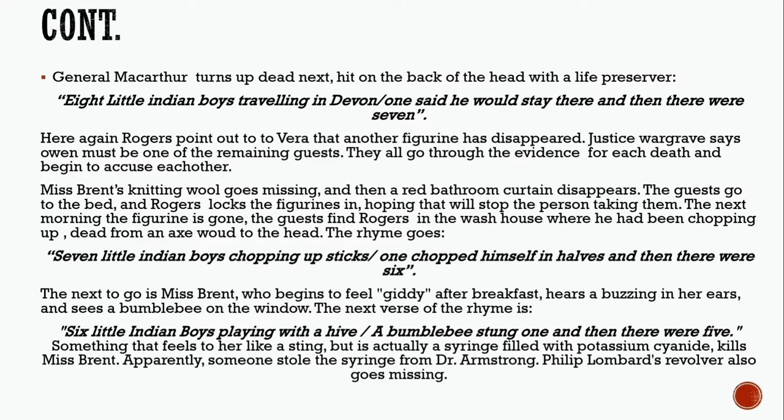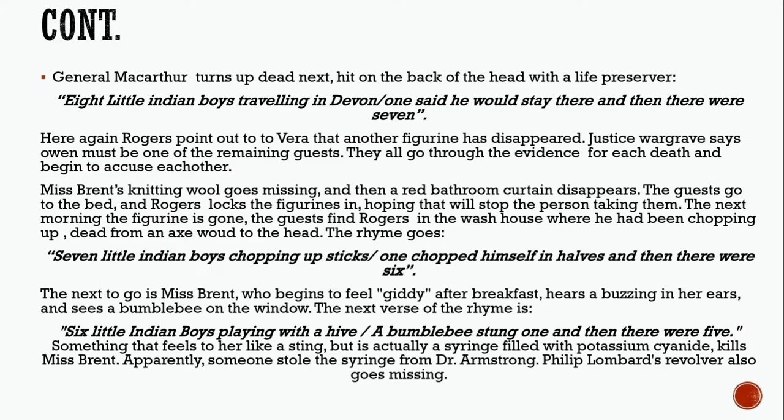So in the story, Vera Claythorne went to General Macarthur, and he was sitting on the edge of the sea or a hill, because in the novel it has been stated as a sea, but in the movie it is shown that he is sitting on a hill. Then he refused to come inside, and the next moment every guest gets the news that General Macarthur is dead. Next, Rogers again points out to Vera that another figure has disappeared.